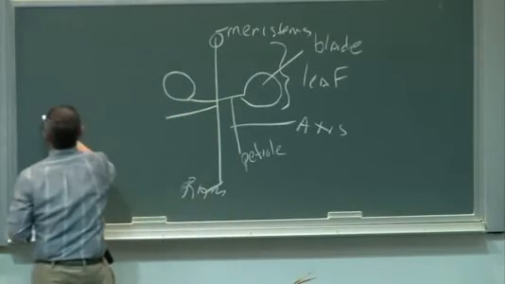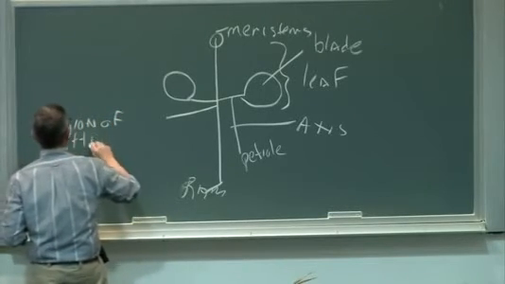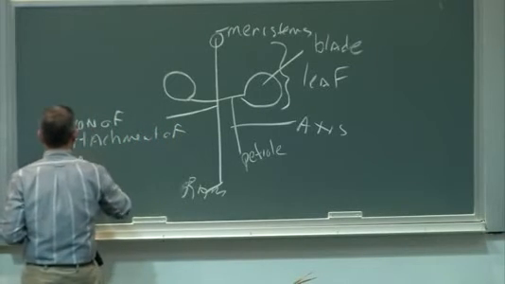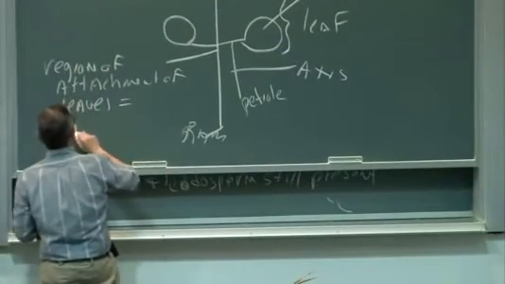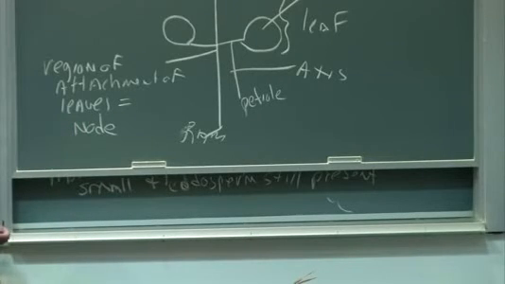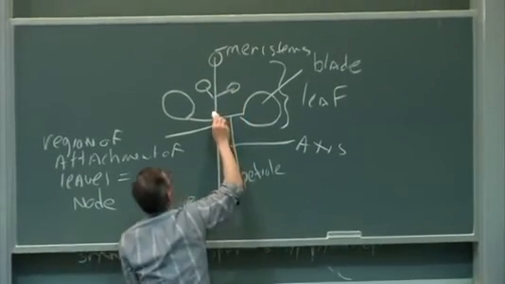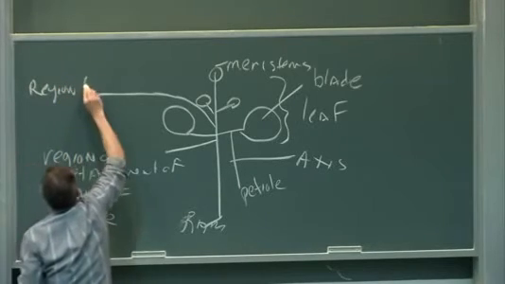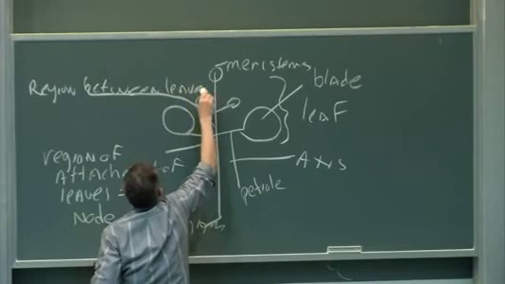And then we have a few other things that I want to put on here. The region of attachment of the leaves is called the node. So any place a leaf is attached is a node. And if we have several leaves on here, the region between leaves we call the internode.